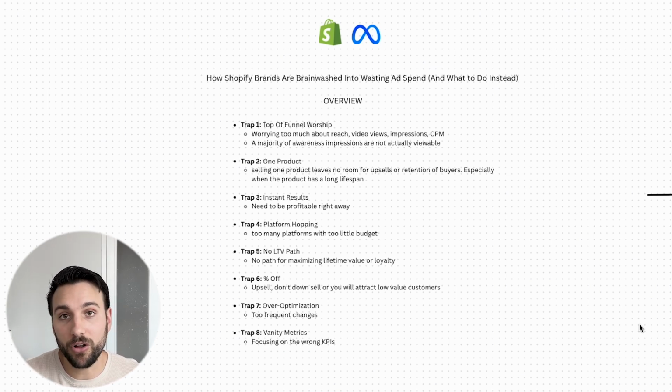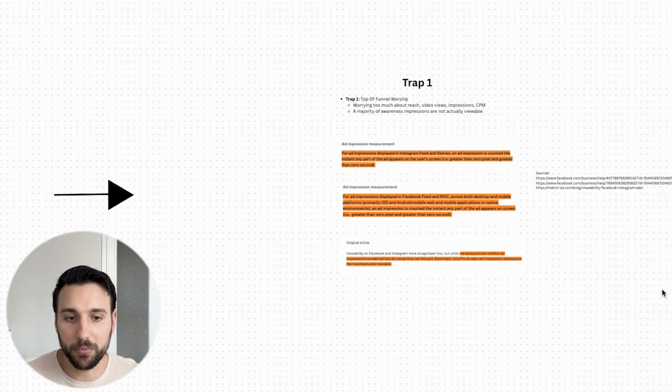So we're going to debunk all these things and give you exactly what you should be doing to absolutely blow the conversion rate of your Shopify store out of the water and improve your Meta ads, improve your ROAS. This is exactly what I do for all of my clients. This is exactly the process that I take, and you're going to go through it with me today, step by step. So let's get over to trap number 1.